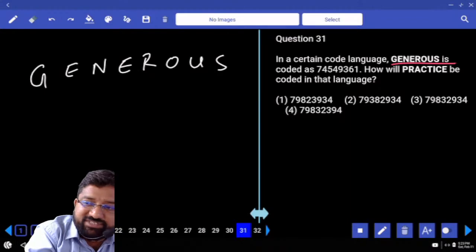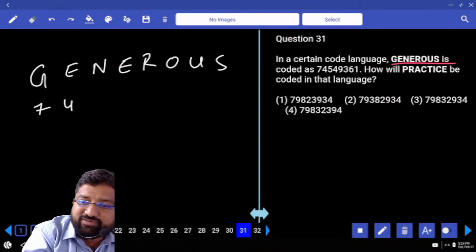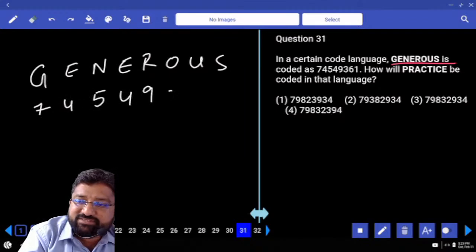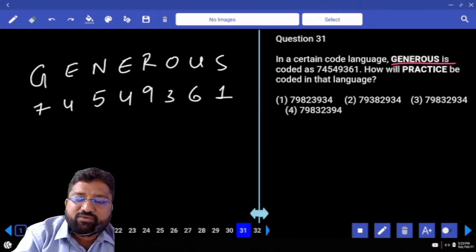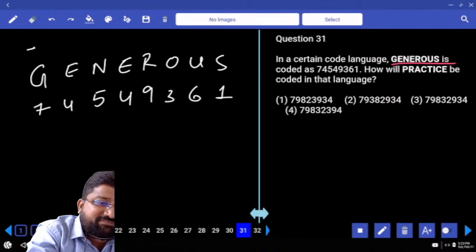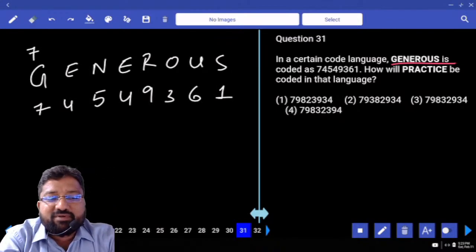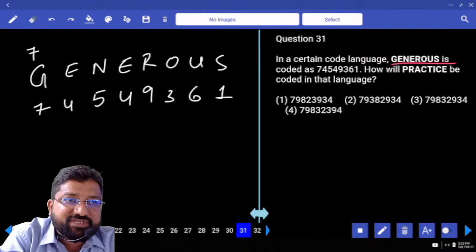Maybe G is related to 7, E is for 4, N is for 5, again 4 here, this is 9, this is 3, 6 and this is 1. Except G, I don't see anything matching with the place values anywhere else.